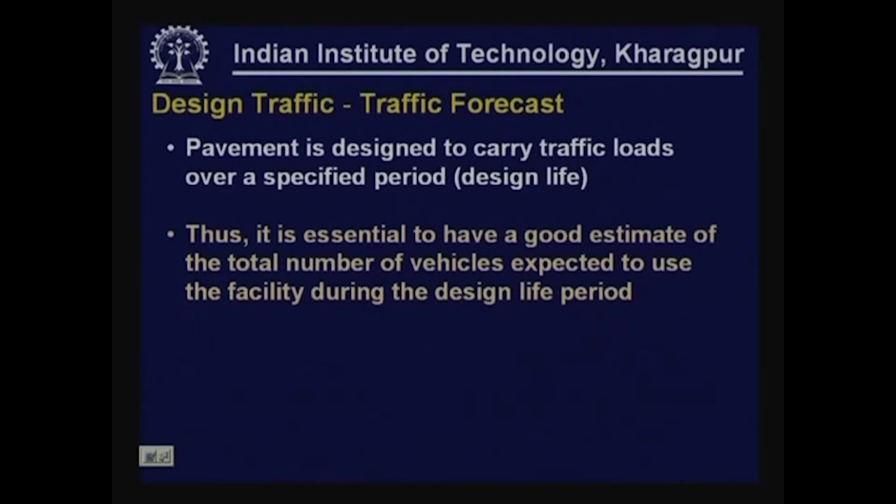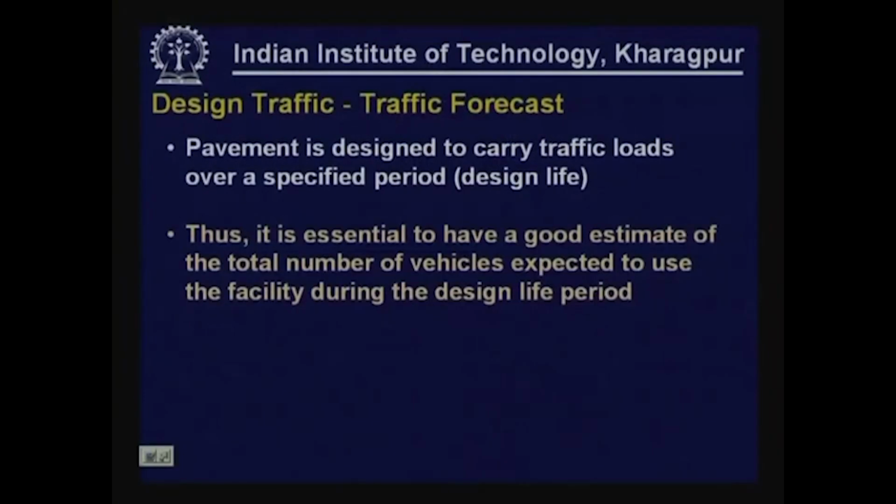So, we need to consider what type of vehicles use the facility, what is the type of load that they carry, how these vehicles are distributed across the pavement width, and also what is the speed at which these vehicles are traveling. Are they slow moving vehicles, are they fast moving vehicles, are they stationary vehicles. Accordingly, we will be selecting appropriate input parameters for design.